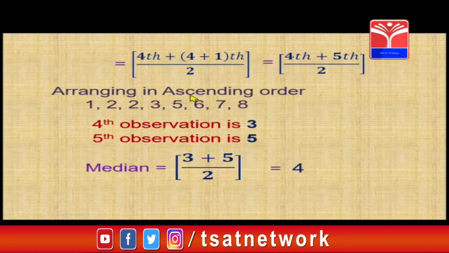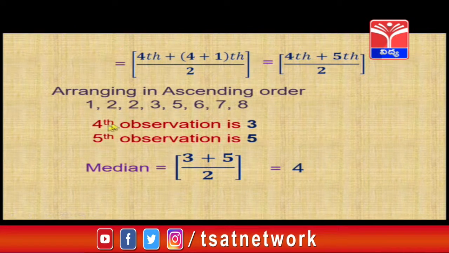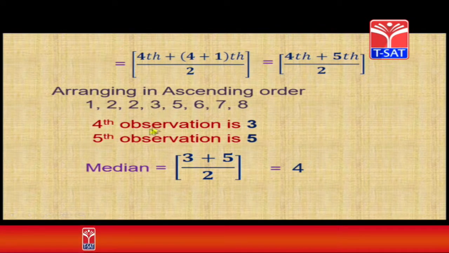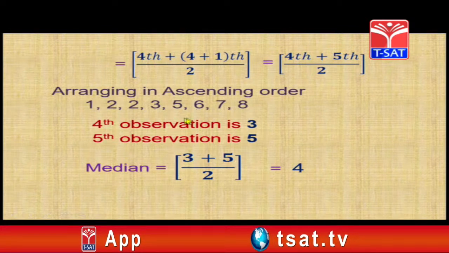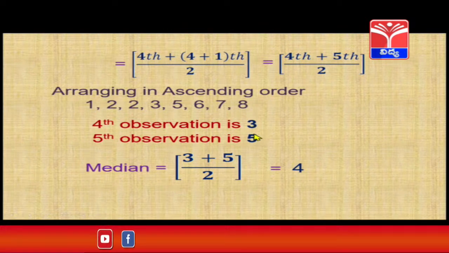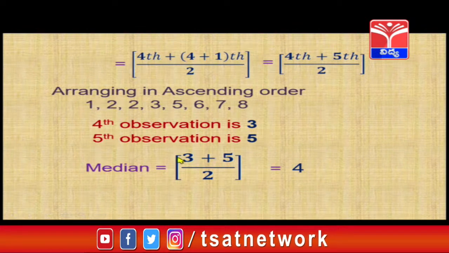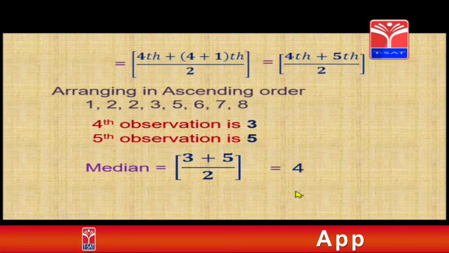Now, what is this 4th observation and what is this 5th observation? You please see here. Here the 4th observation is 3 and the 5th observation is 5. Therefore, to find the median, you add the 4th and 5th observations, that is 3 and 5. So, 3 plus 5 is 8. 8 by 2, how much is it? 4. So, the median of these observations is 4.